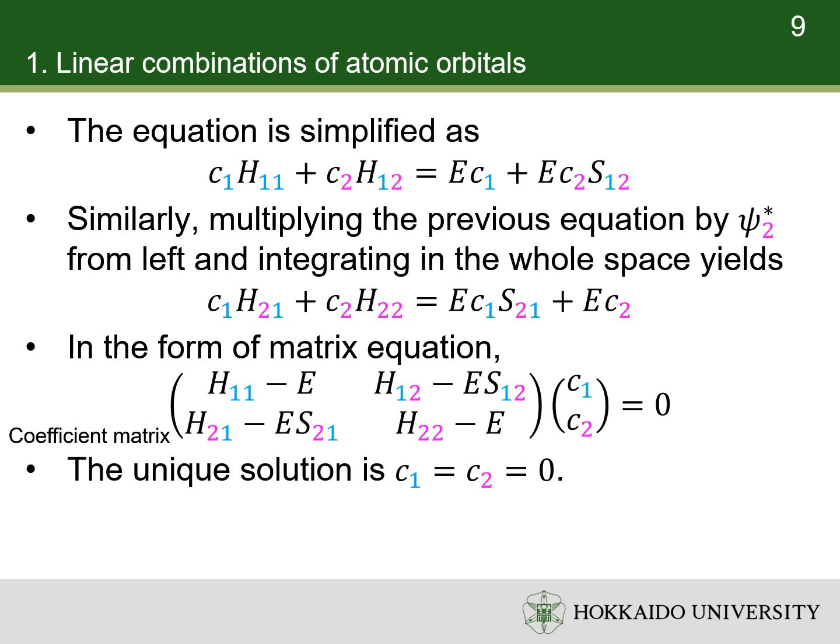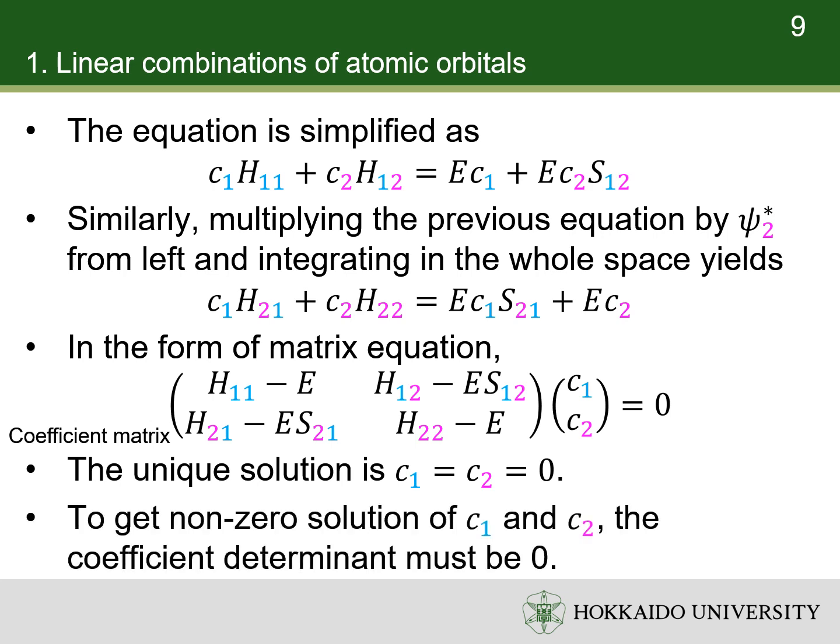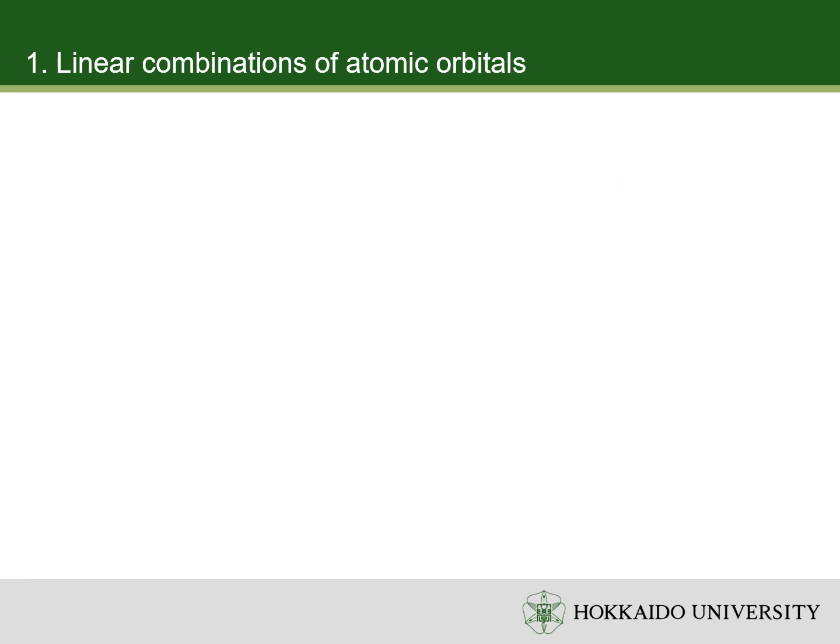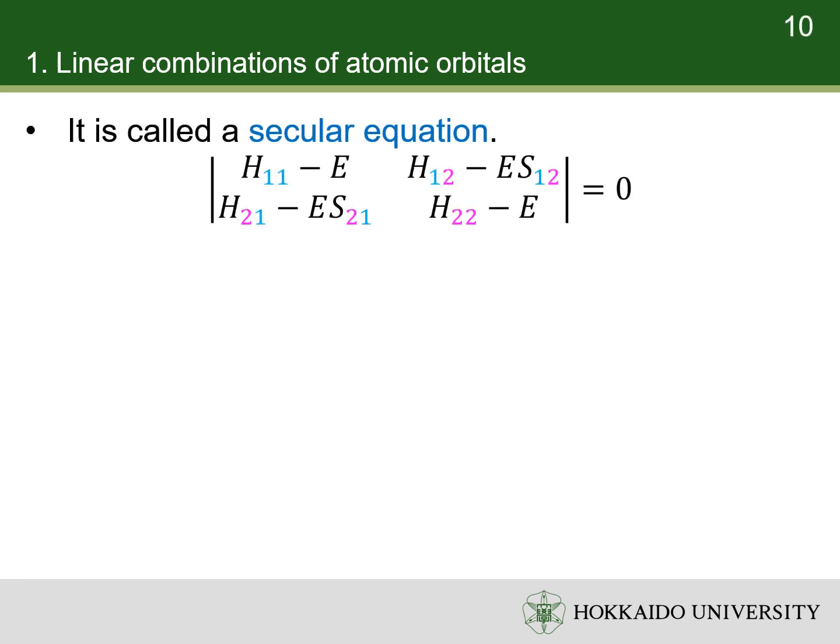The linear equations have a unique solution if and only if its coefficient determinant is non-zero. But this solution is trivial because both C1 and C2 are zero. That would imply that LCAO is zero, which is no good. Thus, to have non-zero LCAO, the coefficient determinant must be zero. The equation obtained by equating the coefficient determinant to zero is the secular equation.